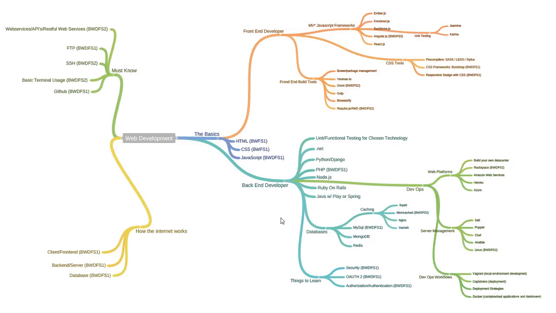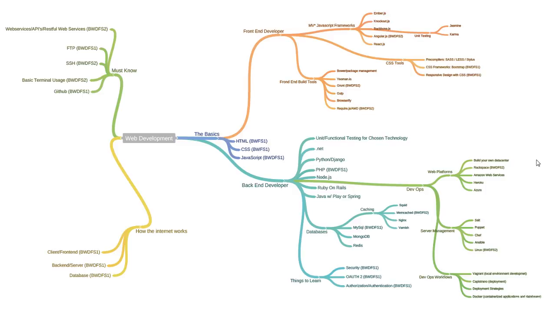And then I would learn the MySQL database, okay? There are other databases that you can learn, like MongoDB and Redis, but I would recommend MySQL, and it's covered in this course as well. I would also recommend you to learn caching. I'm going to cover Memcached on my second course. Then you also have to learn security, OAuth 2, and authorization and authentication. All of these three subjects will be covered in this course as well.